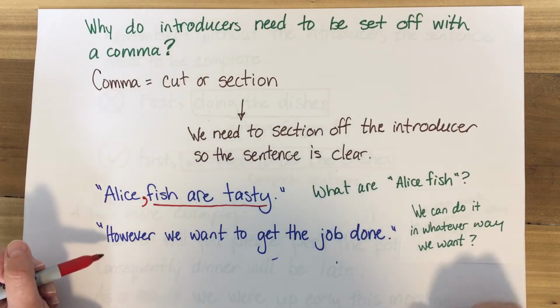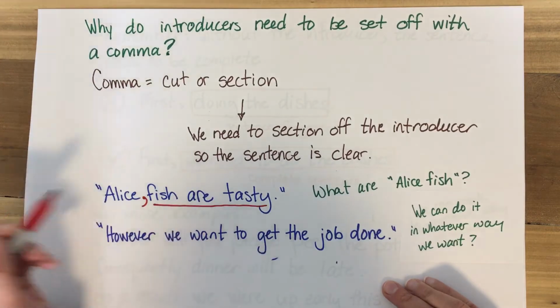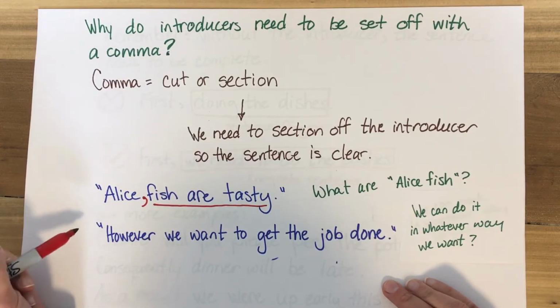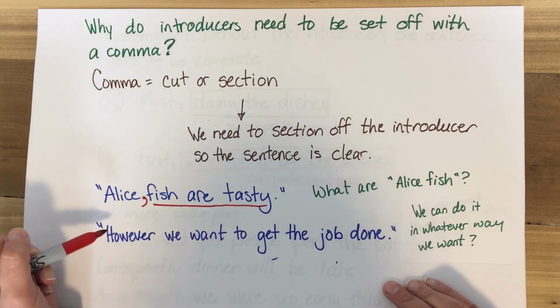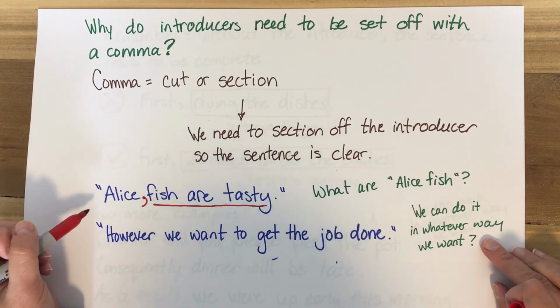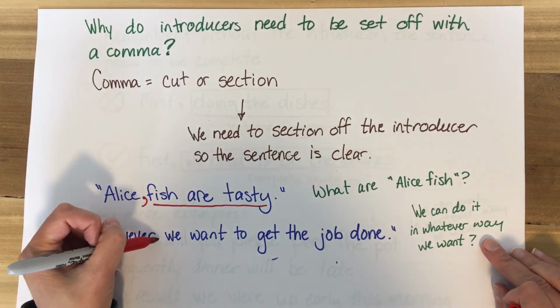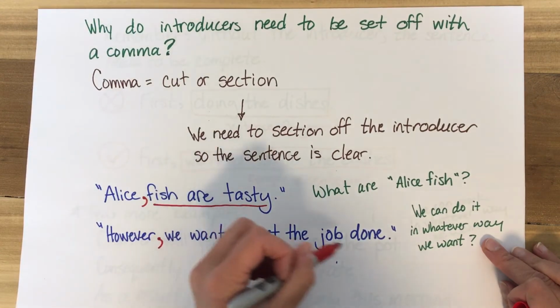Anyways, when we have a sentence like this, if we say however we want to get the job done, the word however ends up meaning in whatever way. So this sentence actually says in whatever way we want to get the job done. So my question is, we can do it in whatever way we want? But that's not what the sentence is actually saying. There's an introducer here, and that introducer is however. Now suddenly it makes sense. However, we want to get the job done.